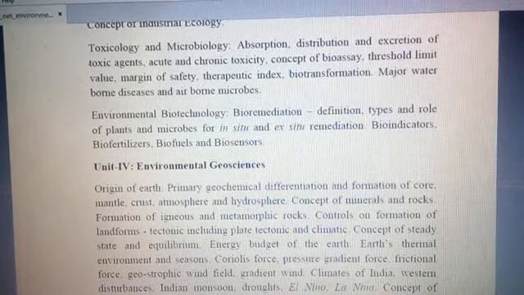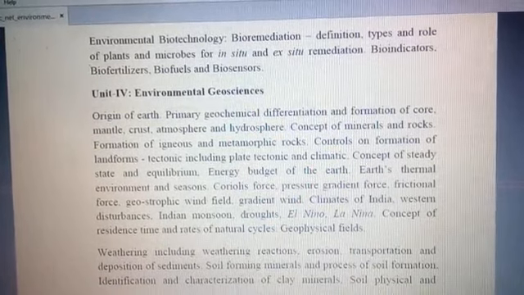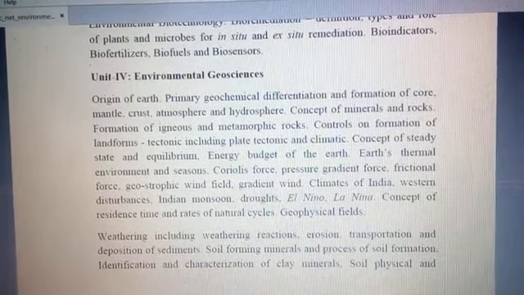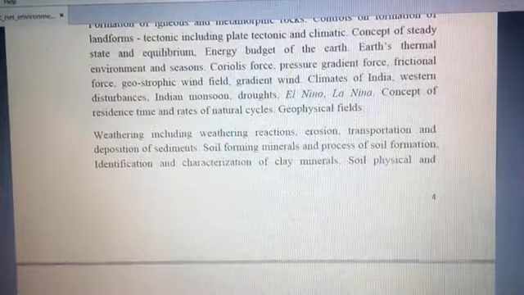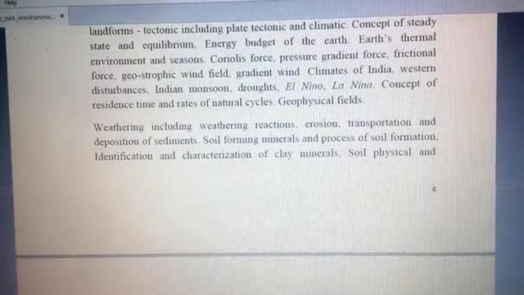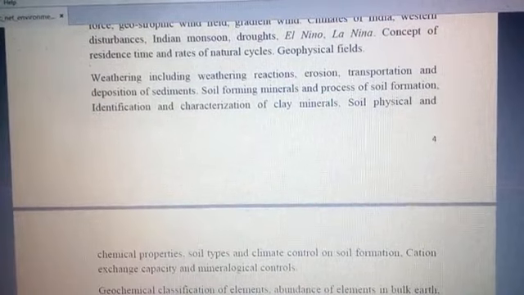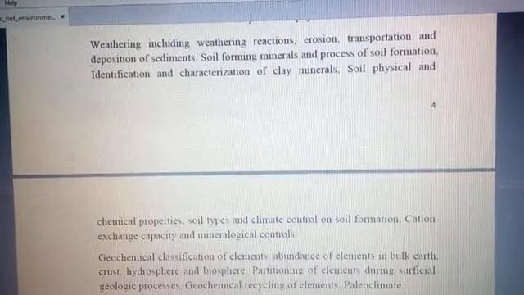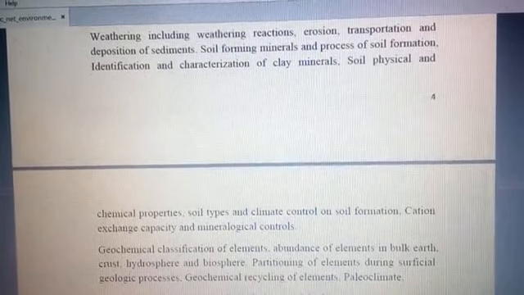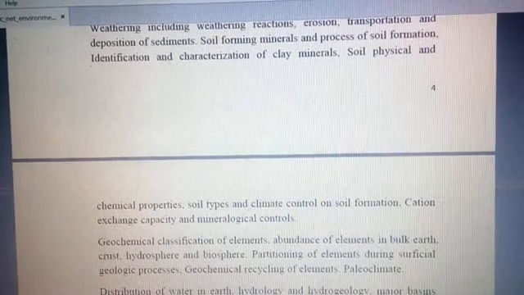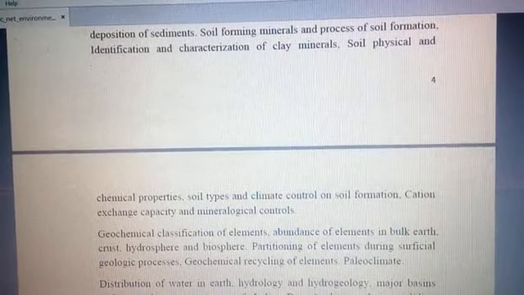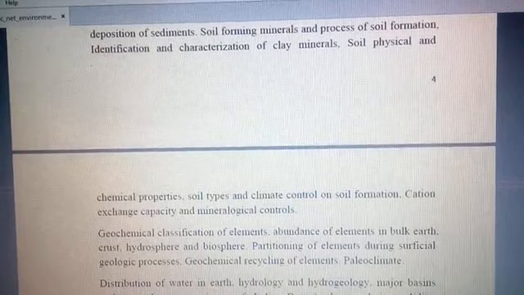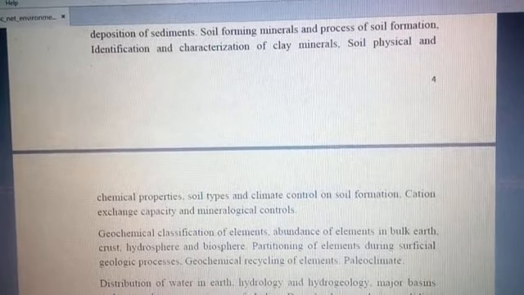Next one is the weathering, including the weathering reactions, the soil weathering reactions, erosion, transportation and deposition of sediments and soil forming minerals and process of soil formation. Identification and characterization of clay minerals, soil physical and chemical properties. The soil types and climate control on soil formation, cation exchange capacity and mineralogical controls. The geochemical classification of elements, abundance of the elements in bulk earth, crust, hydrosphere and biosphere, partitioning of elements during superficial geological processes and the geochemical recycling of elements, paleoclimate.